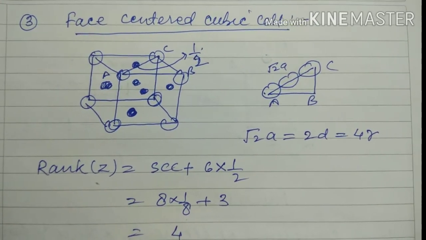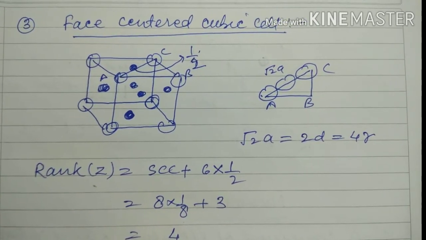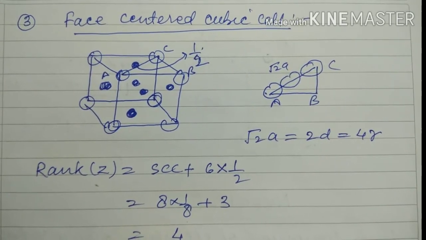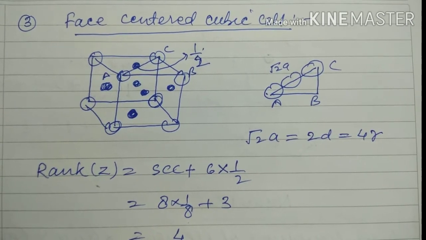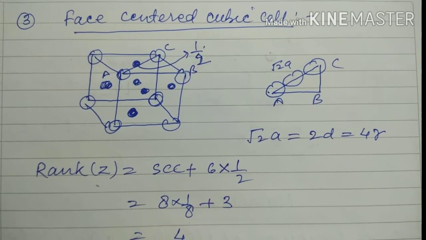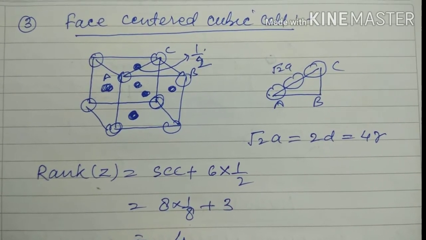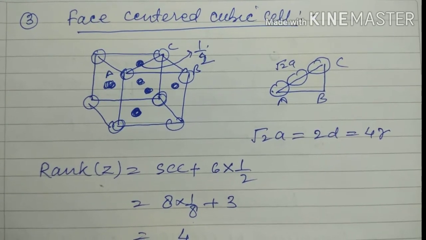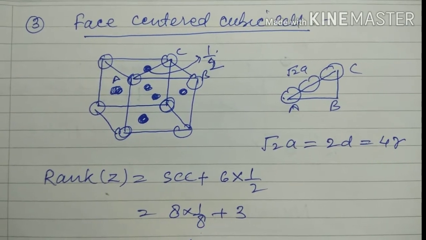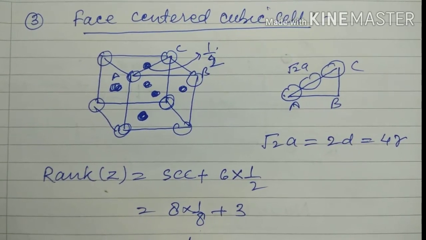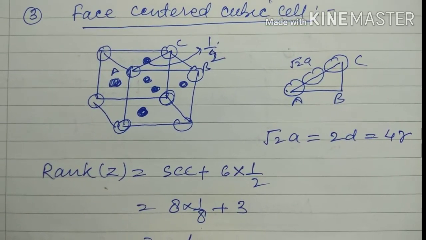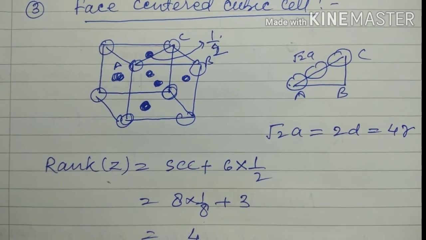Next one is a face centered unit shell. In each face an atom is arranged as well as at the corner. Corners will be there, so SCC will be formed, and along with that there will be one in each face. In a face, half the atom is inside and half outside, so its participation is 1/2, so the rank becomes SCC plus FCC. SCC was 8 into 1/8 and FCC has 6 faces with participation 1/2, so total rank 1 plus 3 means equal to 4.